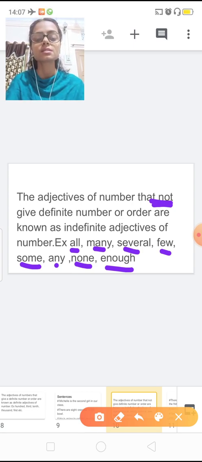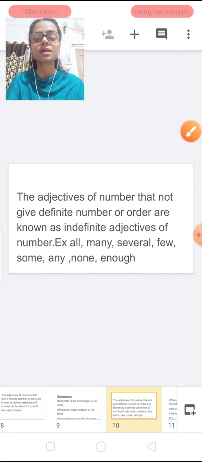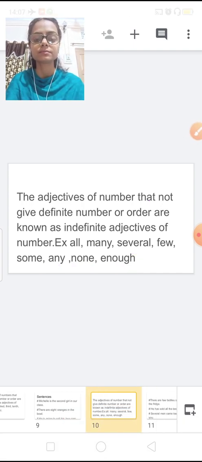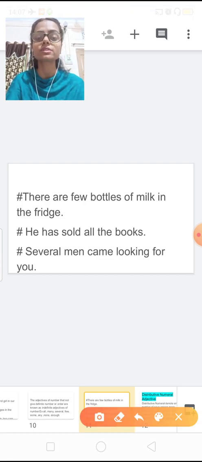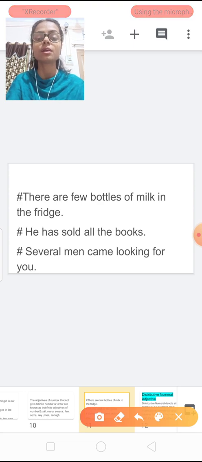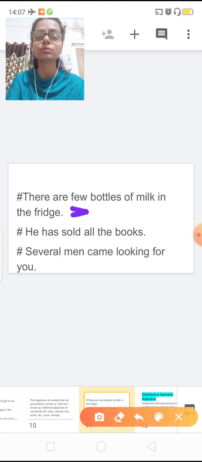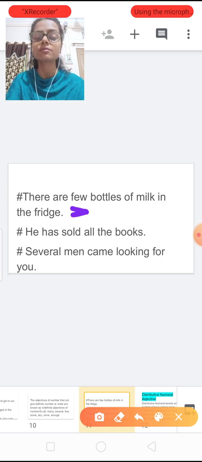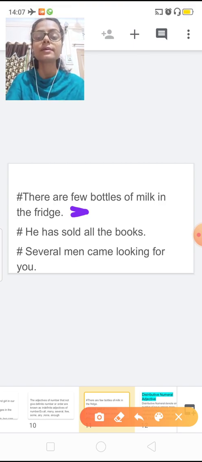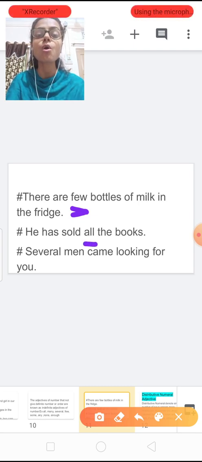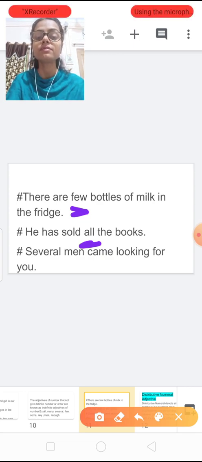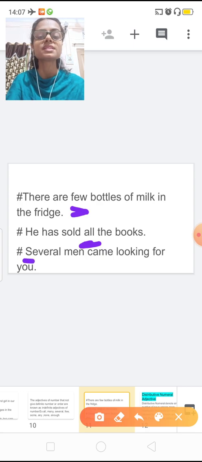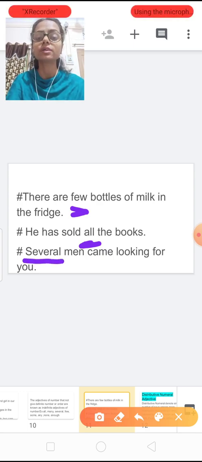Now let's see some sentences of indefinite adjectives of number. Here, there are few bottles of milk in the fridge. Now here, what is the number? Few. He has sold all the books. Several men came looking for you.